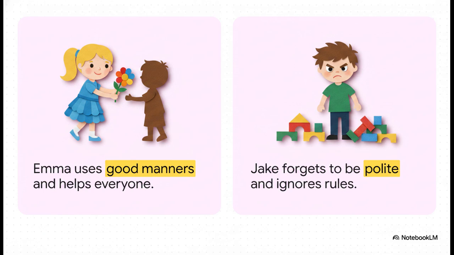Okay, let's dive into this by meeting the two total polar opposites at the heart of our story. First up, we've got Emma. She is the ultimate model of good manners, always jumping in to help out. And then there's Jake. Jake is our agent of chaos for today. He's constantly forgetting to be polite, completely ignoring the rules, you get the picture. By putting these two wildly contrasting figures right next to each other, the creators build this instant, super recognizable conflict. It perfectly sets the stage for the vocabulary lessons we're about to unpack.